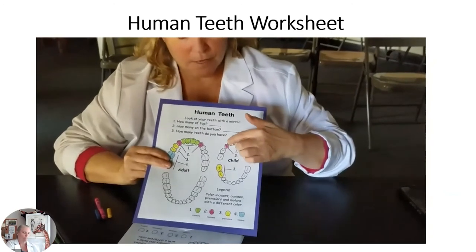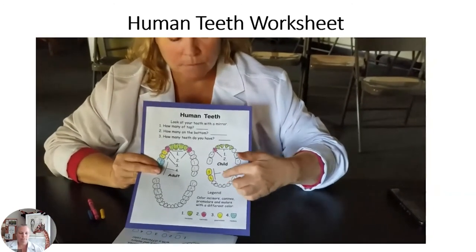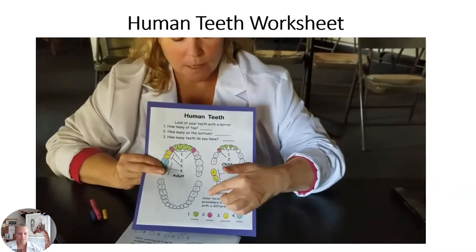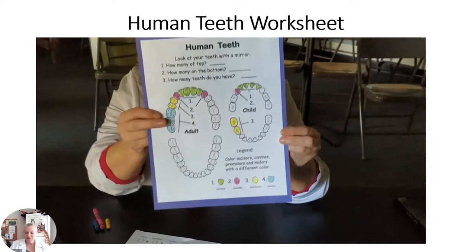So number one are the incisors, the canines, the premolars, and the molars. Again, if you don't have that sheet yet, don't worry about it. Your teachers will get it to you. And teachers, you can get that from the same place where you registered for class. All it is is to get you to notice the different types of teeth you have, just by looking in the mirror.